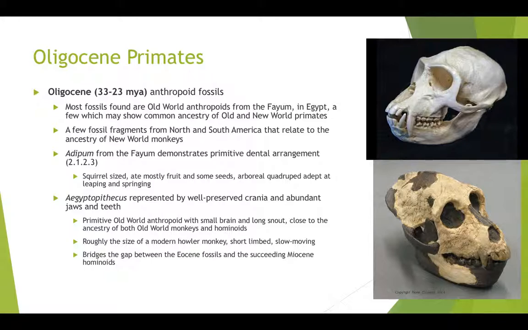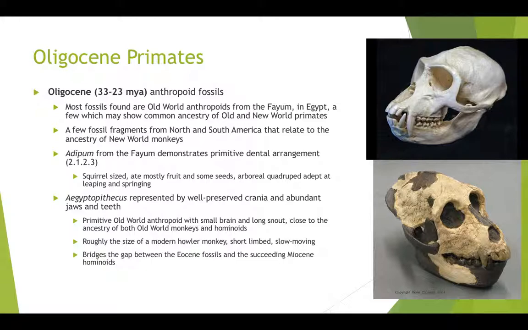The Egyptopithecus could be really close to the ancestry of both Old World monkeys and apes, so could be a candidate for the last common ancestor between Old World monkeys and apes. And Egyptopithecus really helps to bridge the gap between the Eocene fossils and the succeeding Miocene hominoids. It's really this transitional fossil. And so out of Egyptopithecus, potentially, we've got the separate evolution of the diversity of Old World Oligocene monkeys, as well as the first Miocene ape.